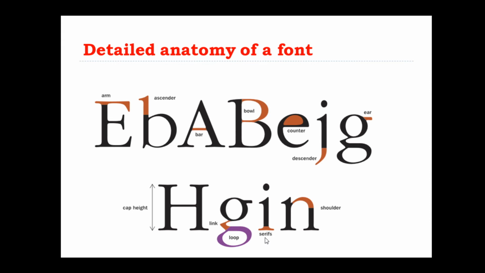Serifs are projections extending off the main strokes of the characters. So some letters which do not have serifs will be called sans serif. And we have a term called shoulder right here. Shoulder is the curved stroke of letters like H, M or N. It's a curved stroke of characters like H, M or N.